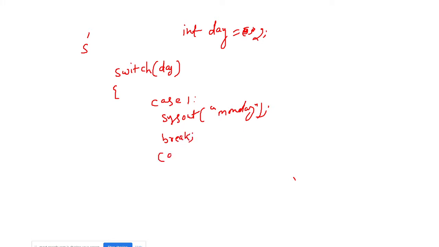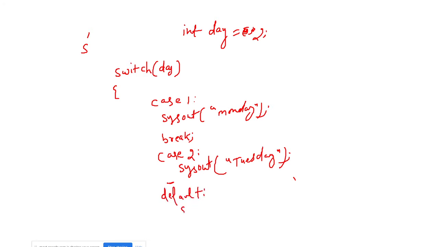Then case 2, and I am writing here sys out, meaning System.out.println, and here Tuesday. Sorry for the bad handwriting, and here I am not using break. And here I am writing default, and here I am writing not a day. And then I am using this close bracket.